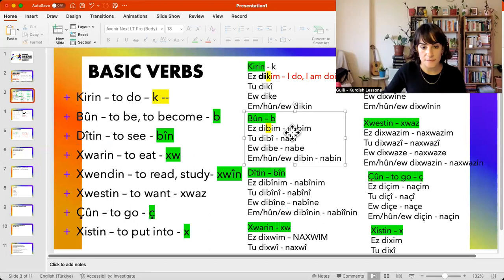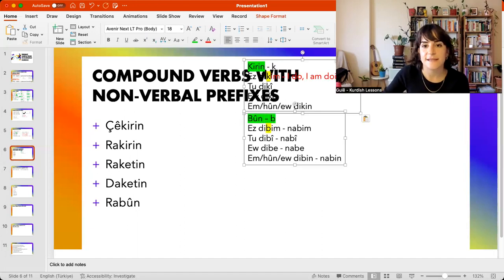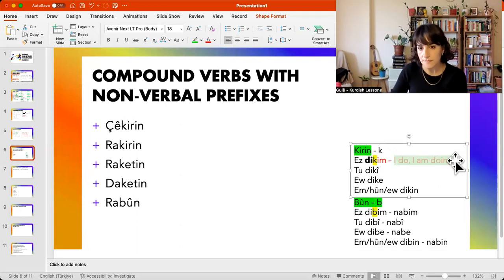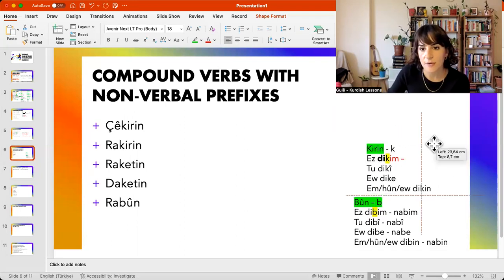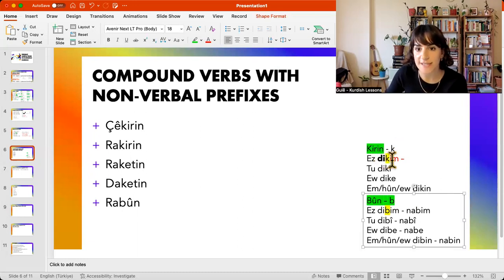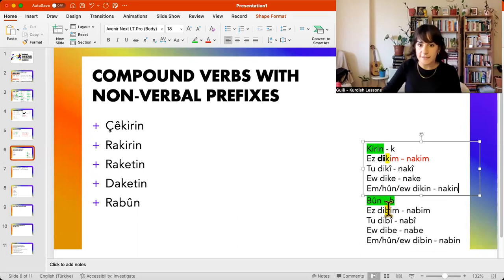And wait. Yeah, because you will understand the reason now. So, Karen and Boon, they are our cornerstones, okay? They are very, very important. So you remember Karen is conjugated as dikum, diki, dike, dikan. A negative form, nakum, naki, nake, and nake. And for boon, dibum, nabum, dibi, nabi, dibe, nabe, amhun, au diban, unabit.